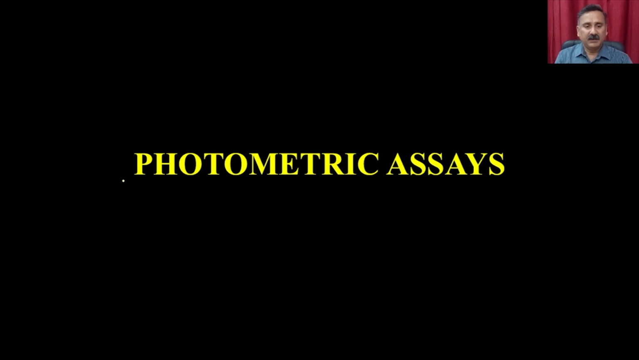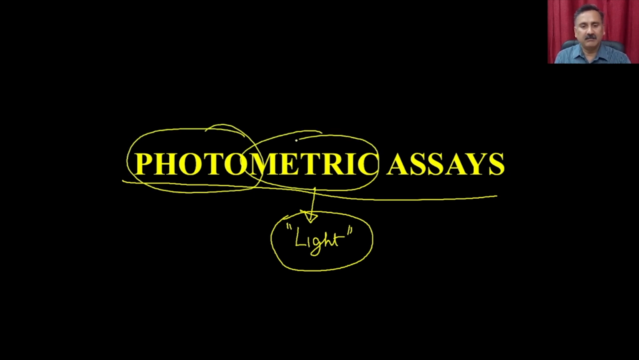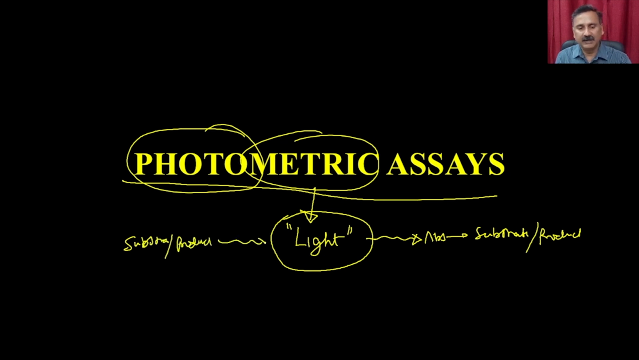So photometric assays, as the name suggests, means you are going to see something related to light, right? Photometric means, photo means light, metric means measuring, right? So you are going to do light measurements, whether the light is going to be absorbed by the substrate or product, or the substrate or the product is going to produce the light, right?